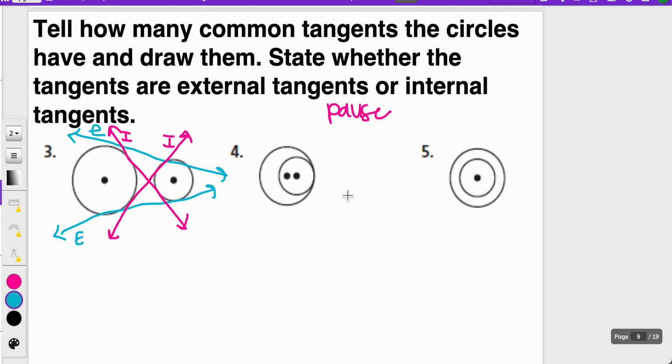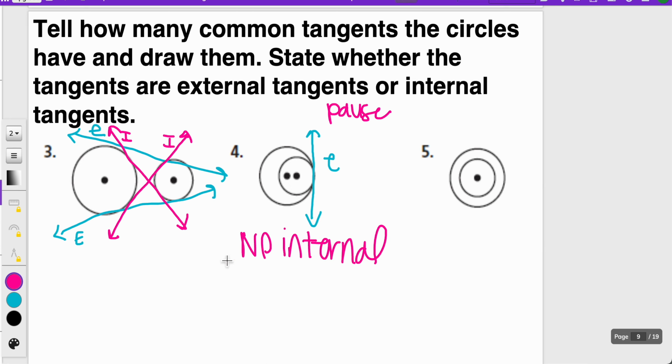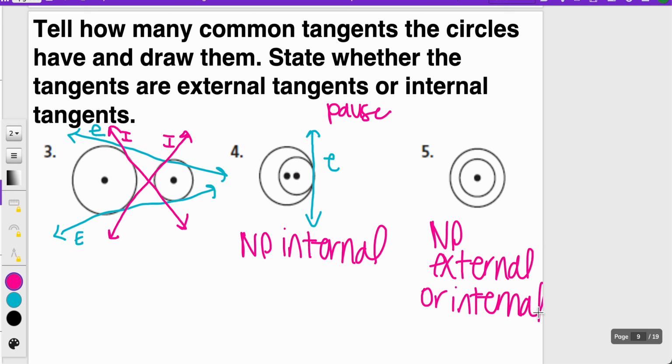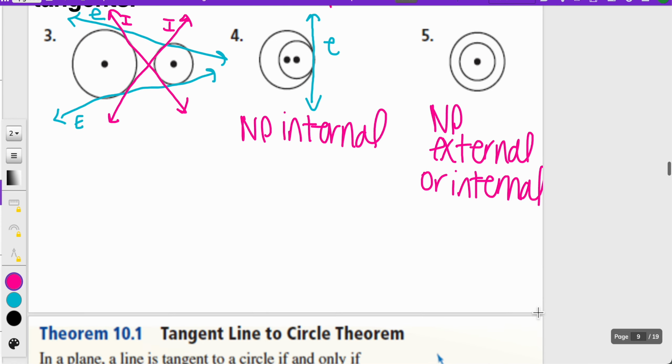For this next one, not meant to trick you, there is only one external, but there are no internals because they are overlapping here. And number 5, we can't draw an external or an internal, so no external or internal. Okay. All right, let's jump into some theorems.